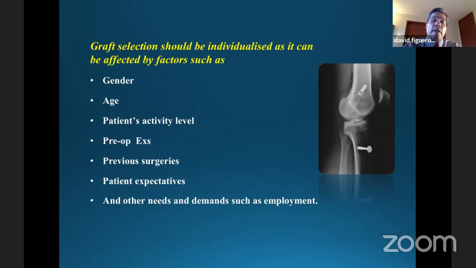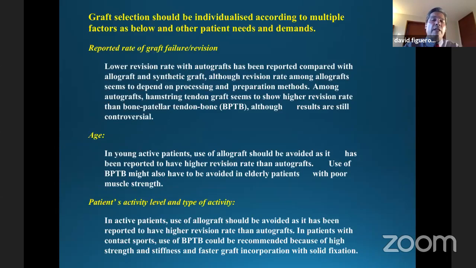Multiple factors can influence your graft selection. If we look at the reported rate of graft failure, there is a lower revision rate with autograft when we compare with the synthetic or allograft. Among autograft, hamstring tendon seems to have a higher revision rate than bone-patellar tendon-bone, although results are still controversial.